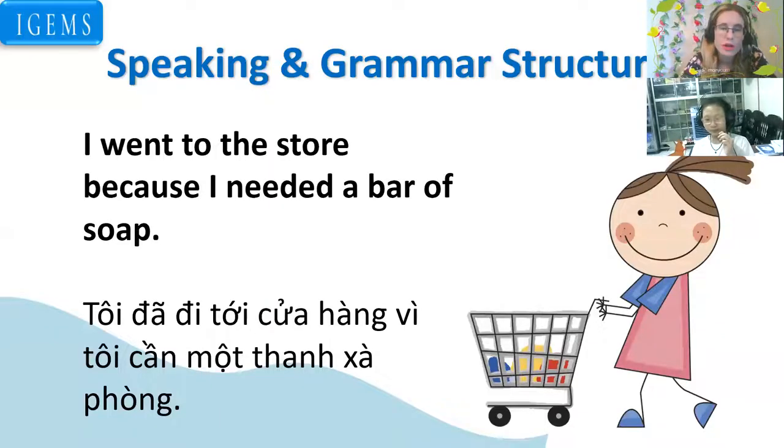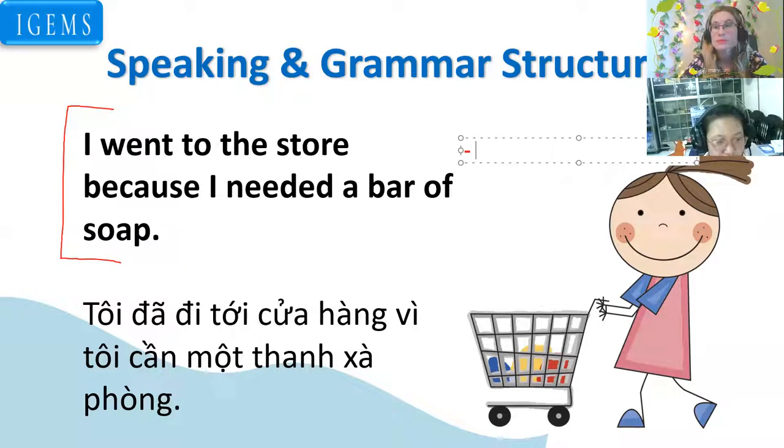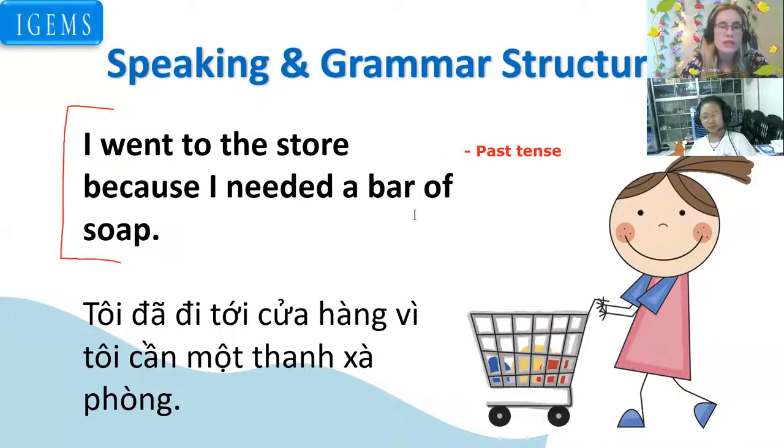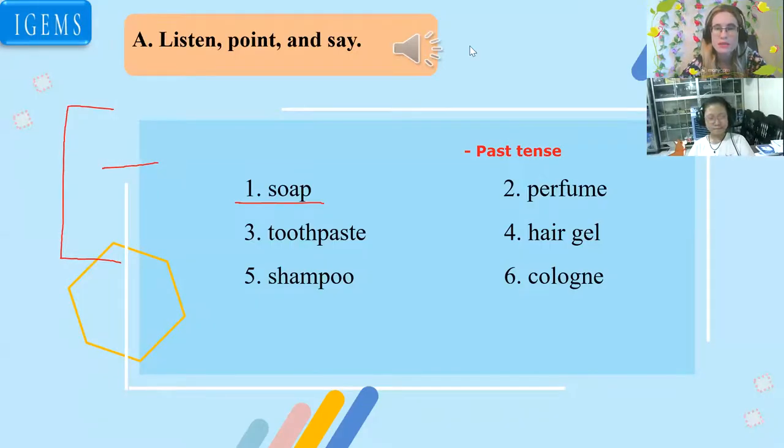All right. Speaking in grammar structure, I went to the store because I needed a bar of soap. What tense is used here? I think that is past tense. Yes, good job, past tense. Remember, if we speak in past tense, we need to stay in past tense. I went to the store because I needed a bar of soap. So we stay in past tense.